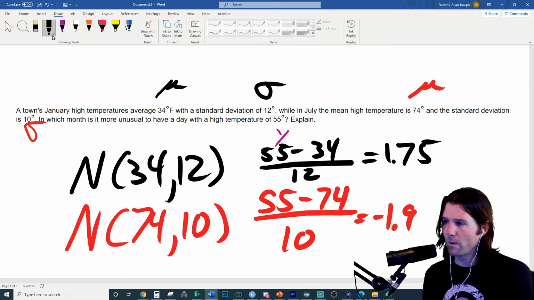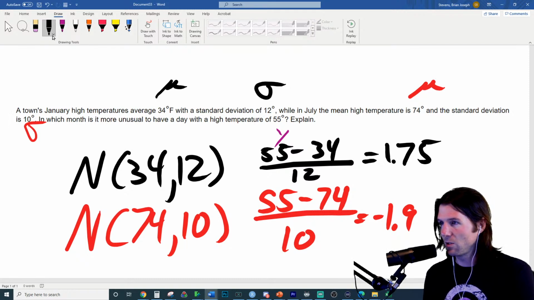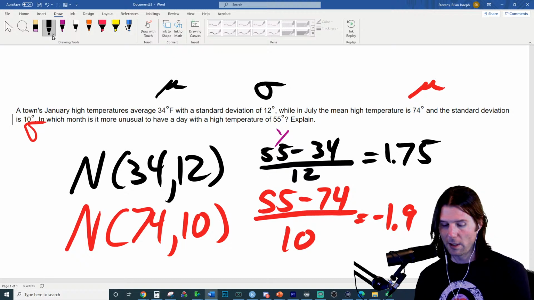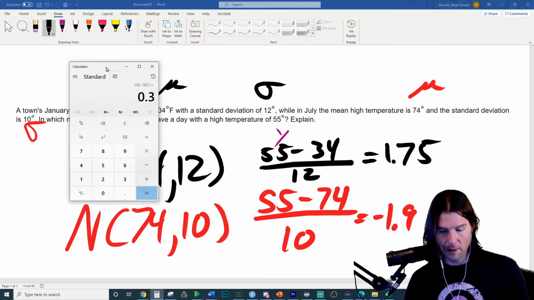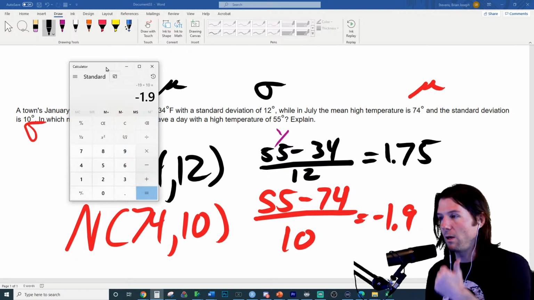It looks like the January has a 1.75 z-score and the July has a negative 1.9 z-score. And so the July is a little bit more unusual. Never hurts to double check your mathematics. I like doing it in my head to see if I can solve them. Just some good mental math practice. Let's check our math. That is correct. Never hurts to practice your mental math. And we are correct. Oh, thank you, HGT.